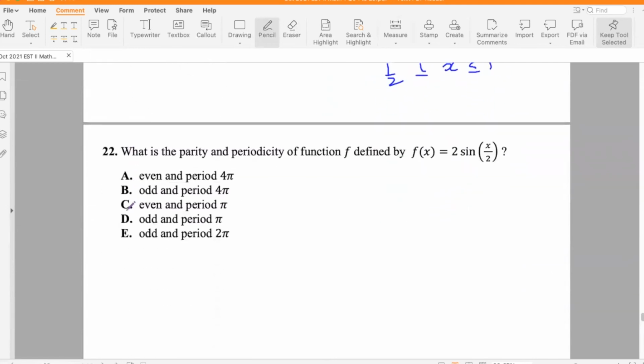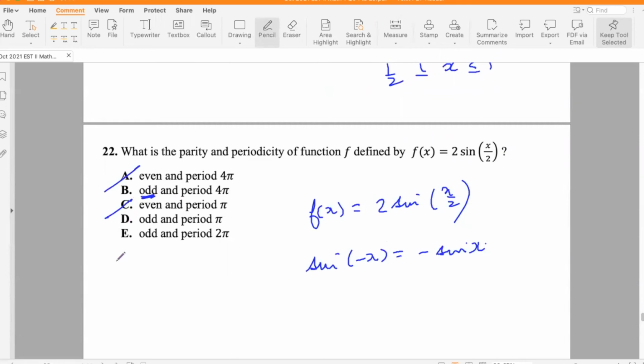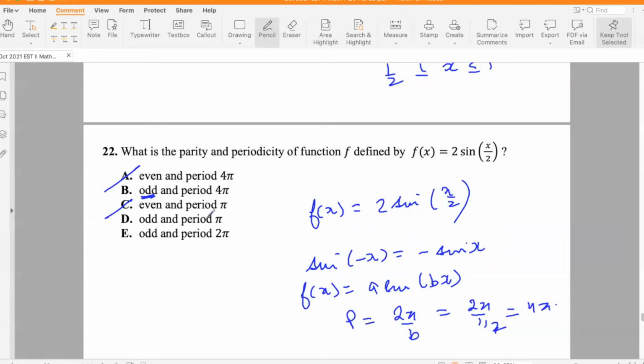What is the parity and periodicity of the function defined by f(x) is 2 sine of x by 2? Sine is an odd function because sine of negative x is minus sine x. So it's odd, right? So A and C are out. And f(x) equals a sine bx has the period 2 pi by b. So here it would be 2 pi by 1 by 2. So that's 4 pi. So odd function and period 4 pi. So B.